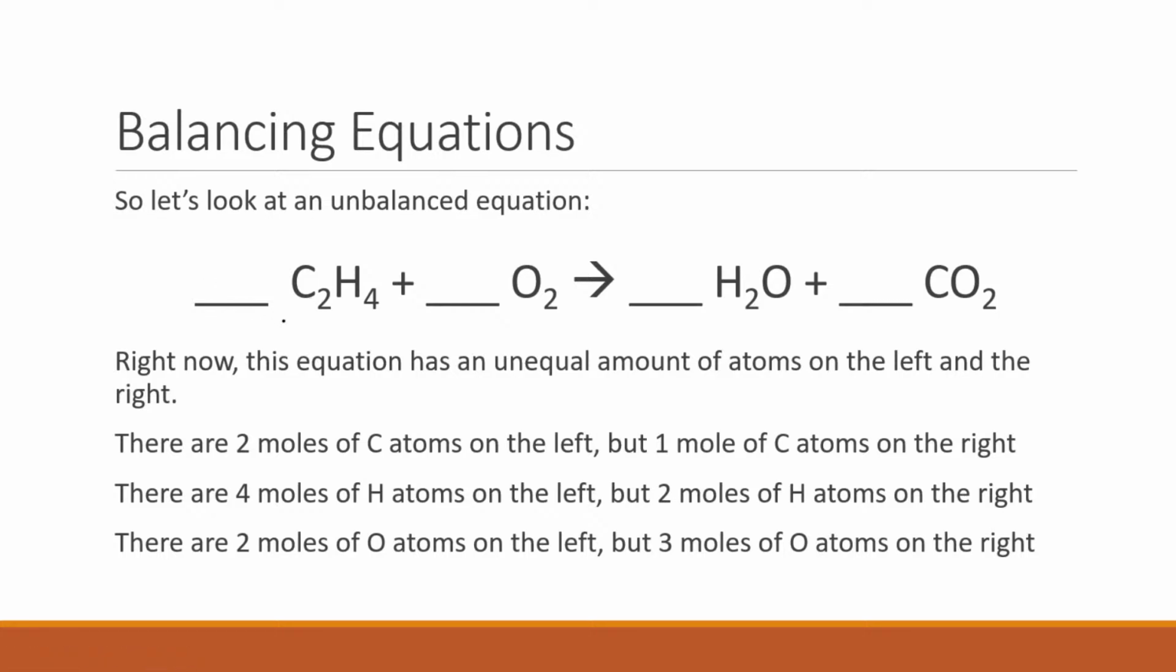But now when we look at this, we've got 2 carbons on the left, 1 carbon on the right. That's not balanced. We've got 4 hydrogens on the left, 2 hydrogens on the right. That's not balanced. We've got 2 oxygens on the left, but 3 oxygens on the right. And that's not balanced. No part of this equation is balanced. So we've got some work to do to make sure that we can balance this thing out.